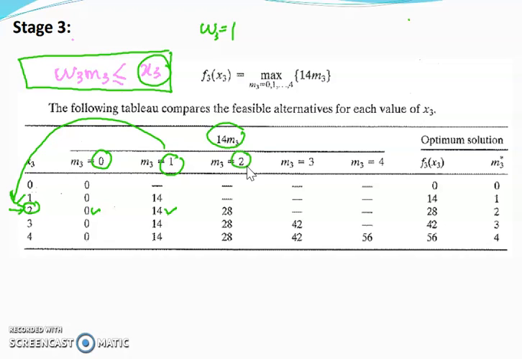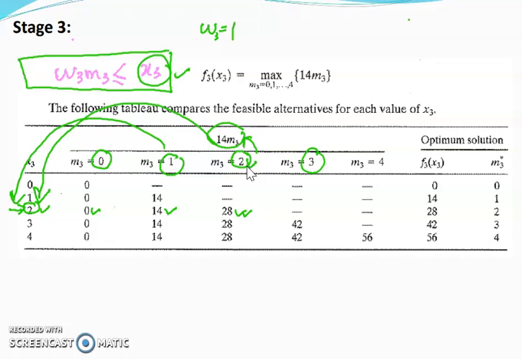Now, if M3 equals 2, first you have to check this constraint. So W3 equals 1, and 1 times 2 is 2, and 2 is still less than or equal to 2. So we can have the value here. What is the value? You take 2 times 14, so we got 28.